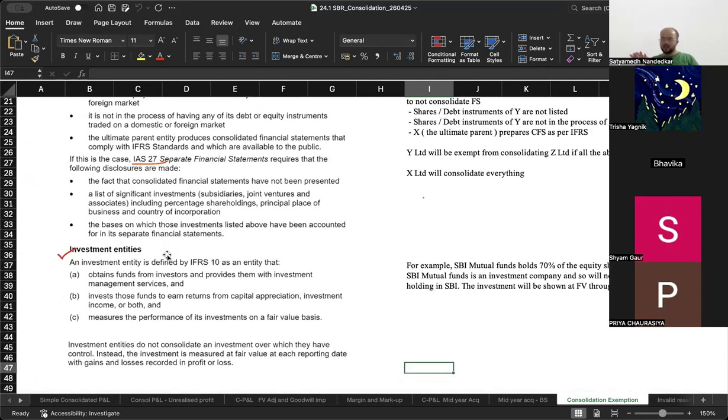And I think we had taken the example of Kotak Mutual Fund, SBI Mutual Fund, that they do invest in, say, SBI where they have 70% holding, and in some other company they have 85% holding, but they invest these funds only for the purpose of capital appreciation and gaining wealth, not for the purpose of controlling the activities of the other company. So in that case, again, the investment entity is exempt from consolidation.